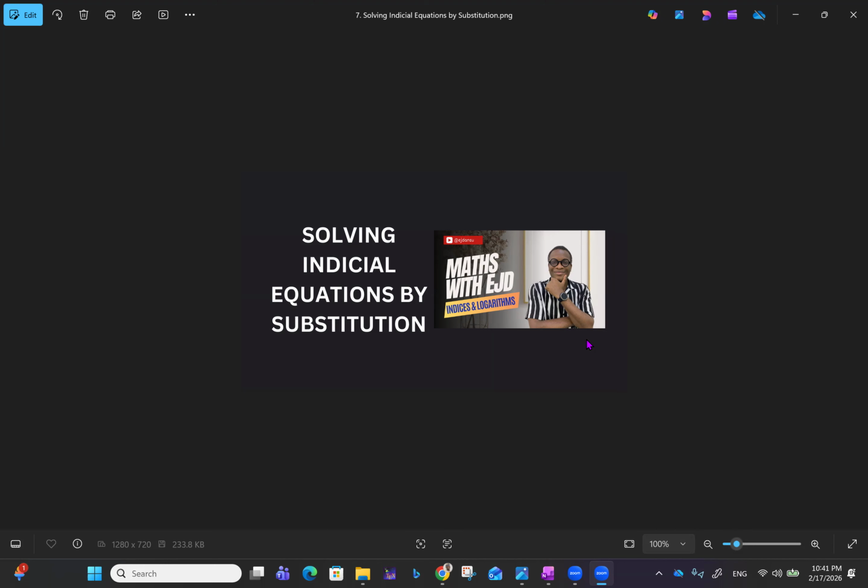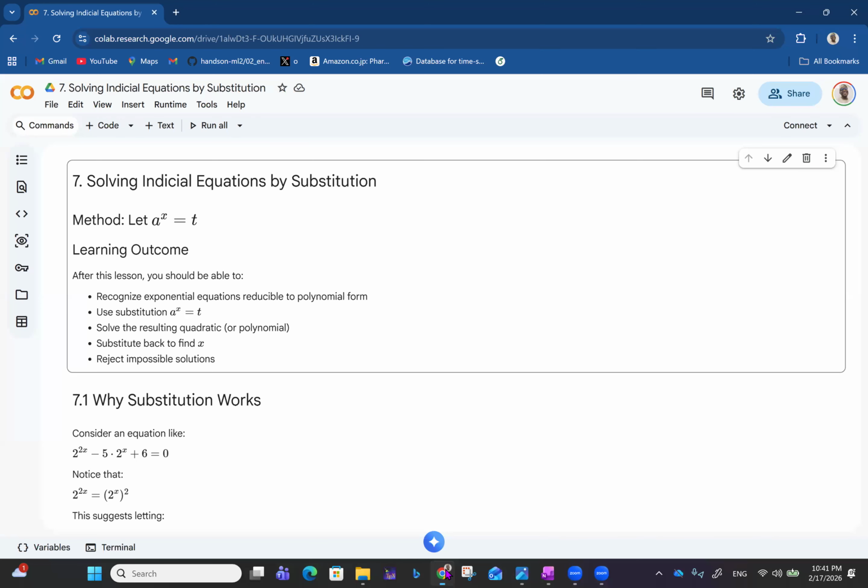Then here things get a bit trickier. Here we're looking at how to solve indicial equations by substitution, because we won't be able to just compare indices or just do same base conversion. It may involve all of that, but we now need to go further and substitute. So let's see what that looks like.